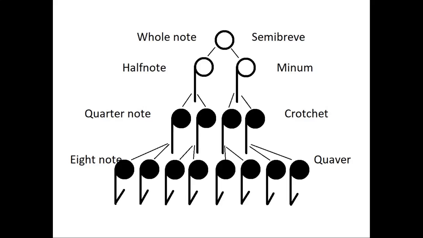And the way to memorize this is to just say to yourself, a semi-breve is equal to a whole note. A minim is equal to a half note. A crotchet is equal to a quarter note. A quaver is equal to an eighth note. And then you'll have that whole relationship worked out perfectly.